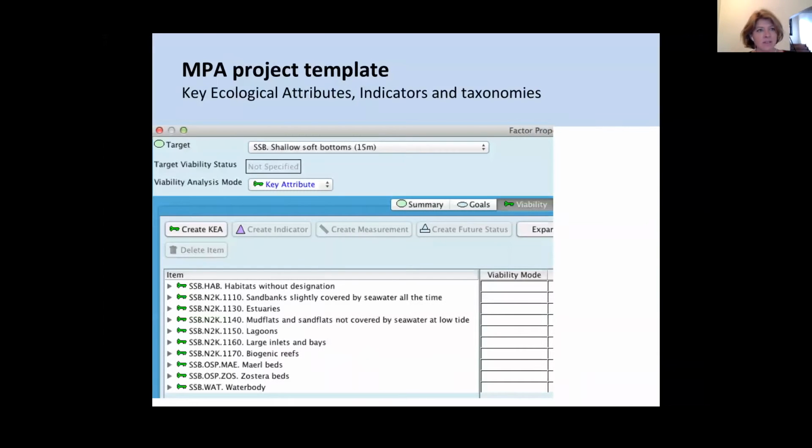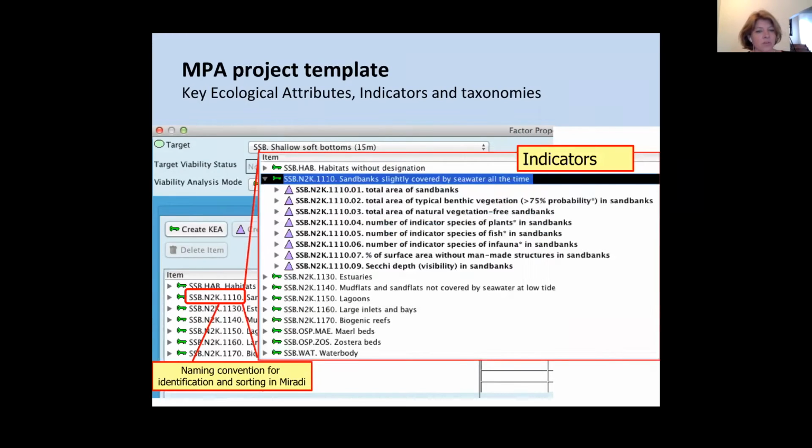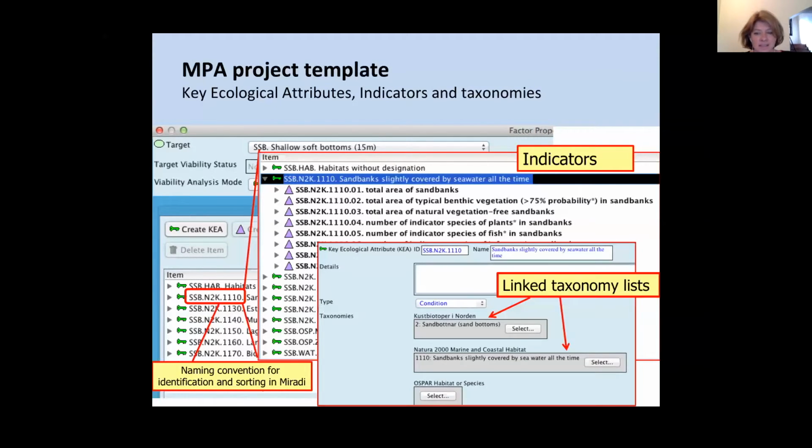And in these different archetypes behind it, you will recognize here the view of a target view in Miradi, focusing on a particular biological target called shallow soft bottoms. And what we did is we included, let's say, the whole list of associated and other habitats with this particular biological target, and linked it completely through to the relevant taxonomy list.